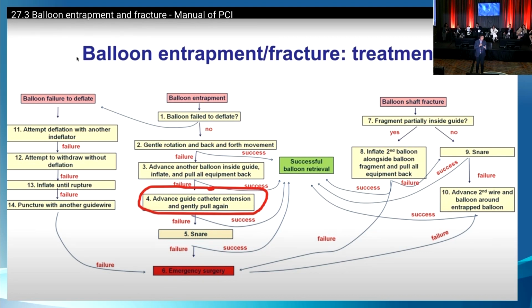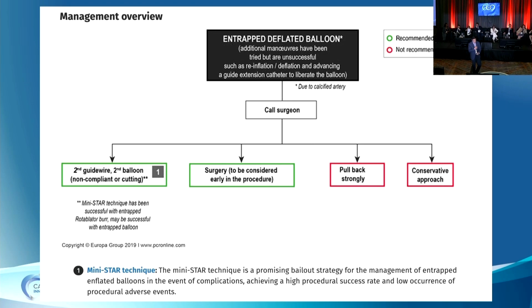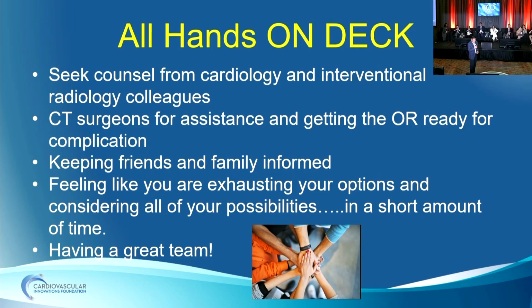This is Dr. Velagaputi's algorithm that basically goes through balloon entrapment, balloon failure to deflate, or balloon shaft fracture. I'll say that before doing these mini star techniques or calling the surgeon, you should try these different things, especially the guide extension catheter. Because from the literature, that usually will work, changing the physics of where you're pulling from.